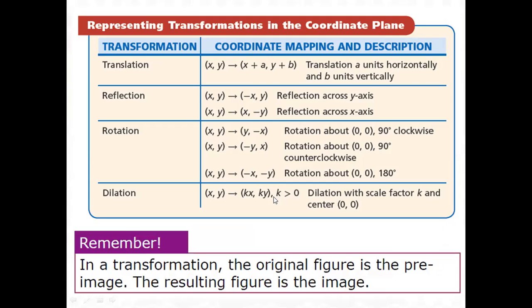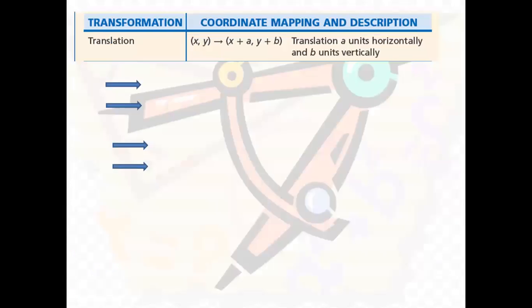Okay, now let's go on. Now this is important to remember. In a transformation, the original figure, the figure they give in the question, is called the pre-image. Pre means before. The meaning of pre is before. So the before image is the image in the question. The one which we are going to draw newly is called the image. So there are two: the pre-image is the figure in the question, and the new figure we are going to draw is called the image.